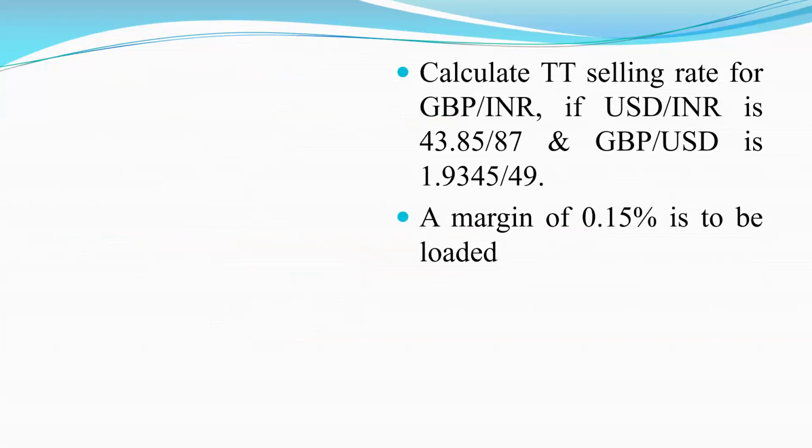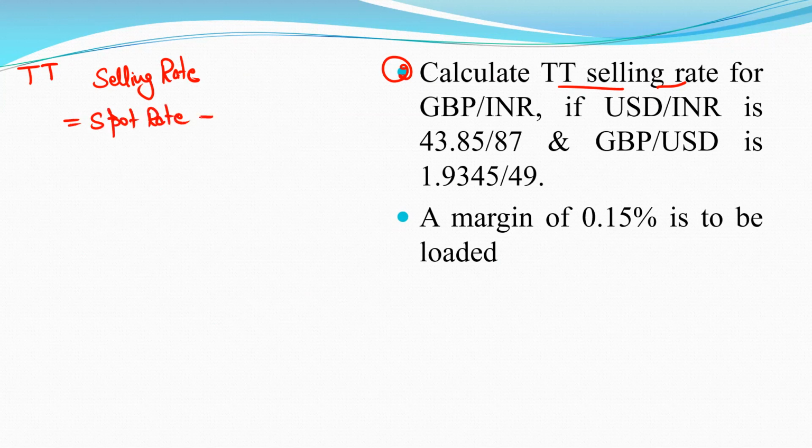A very easy question. Here they directly mention in question number 2: calculate the TT selling rate. Before going further, we have to know the formula of the TT selling rate. TT selling rate is equal to spot rate plus margin. So we have to calculate both: first the spot rate, and then the margin.